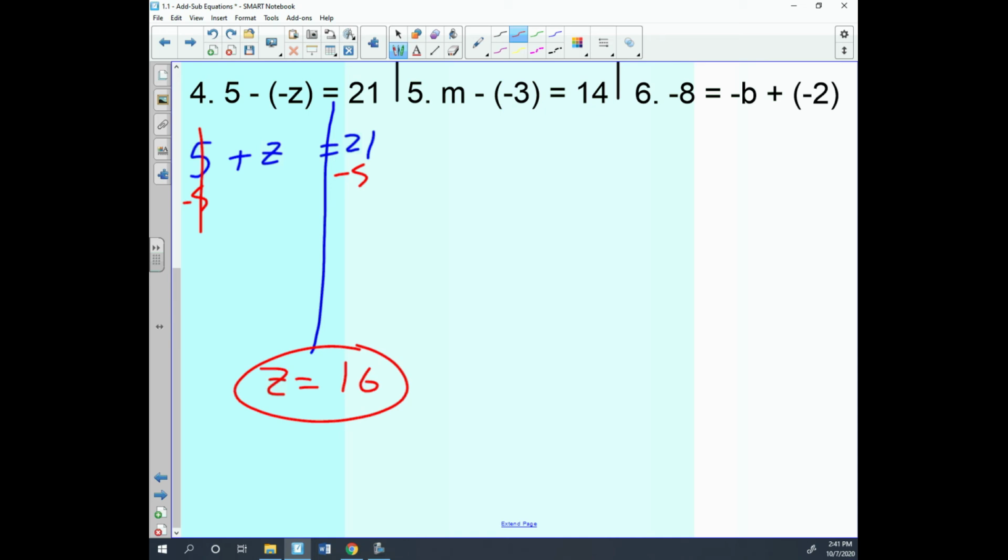Okay? Let me just skip over to number 6, and then we'll call it a day. We'll call it a lesson. Okay? This one is just a little bit of a thinker because it's got lots of weird negatives all over the place. But it does say negative 8, and it does say negative b. We'll have to watch out for that one.